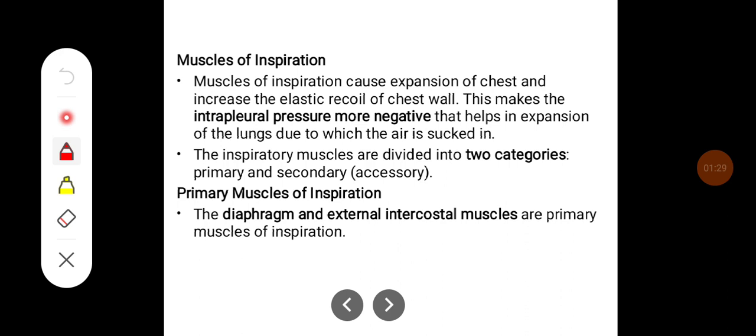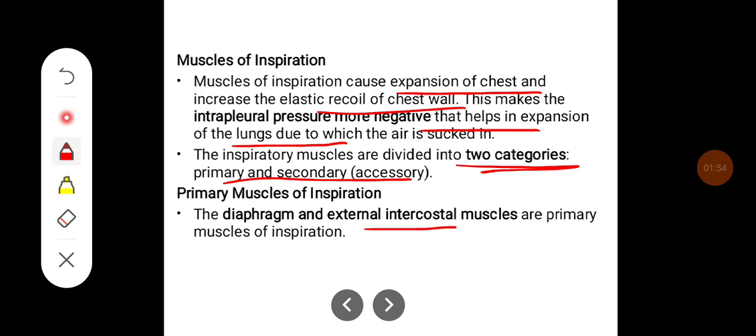The inspiration. Muscles of inspiration cause expansion of the chest and increase the elastic recoil of the chest wall. This makes the intrapleural pressure more negative that helps in expansion of the lungs due to which the air is sucked in. The inspiratory muscles are divided into two categories, primary and secondary, also called as accessory muscles. The diaphragm and the external intercostal muscles are the primary muscles of inspiration.